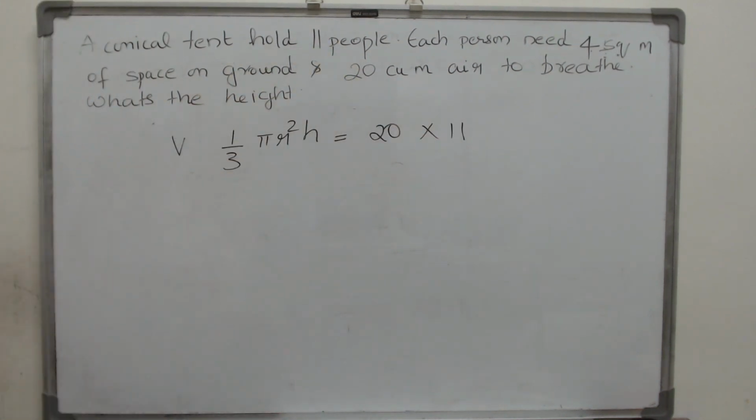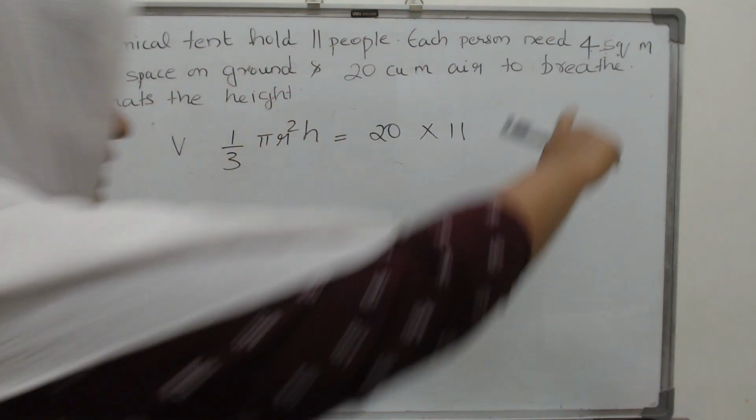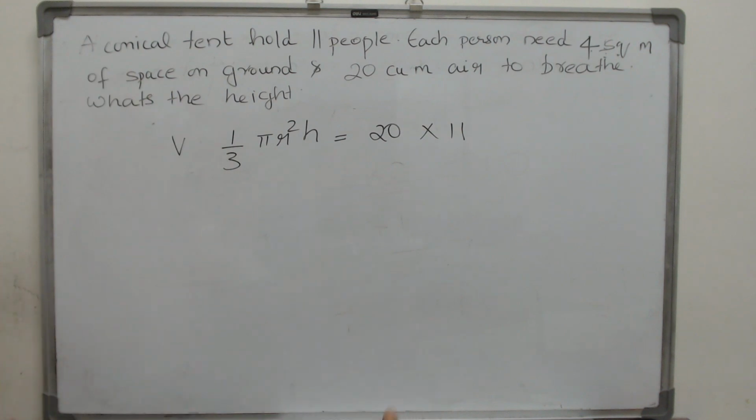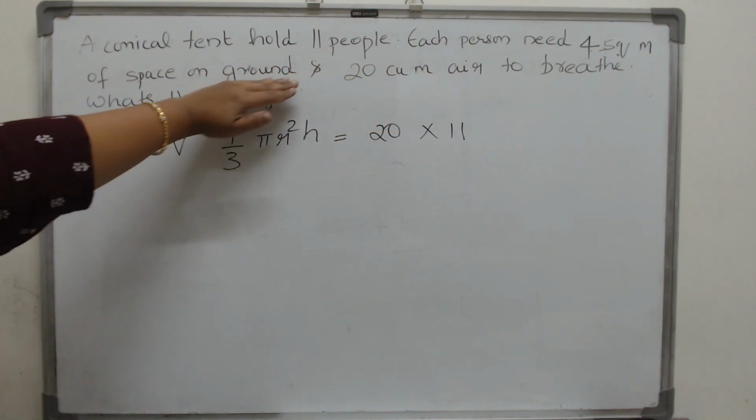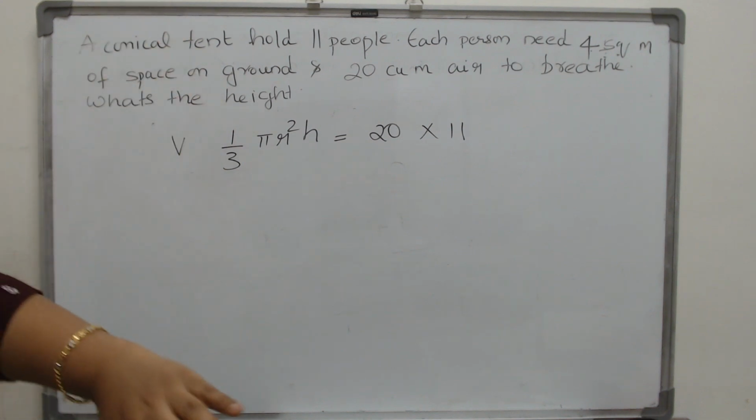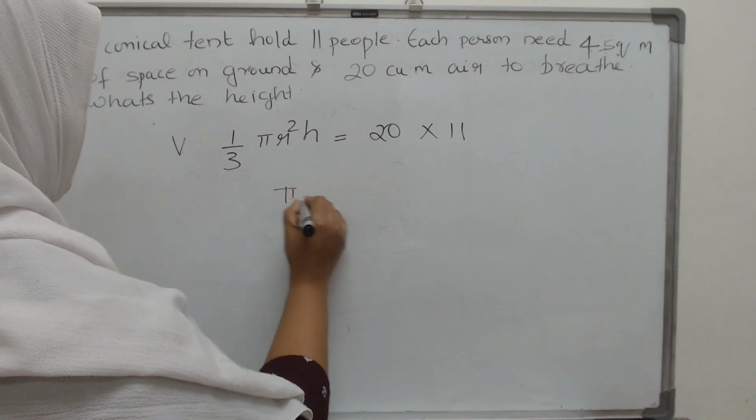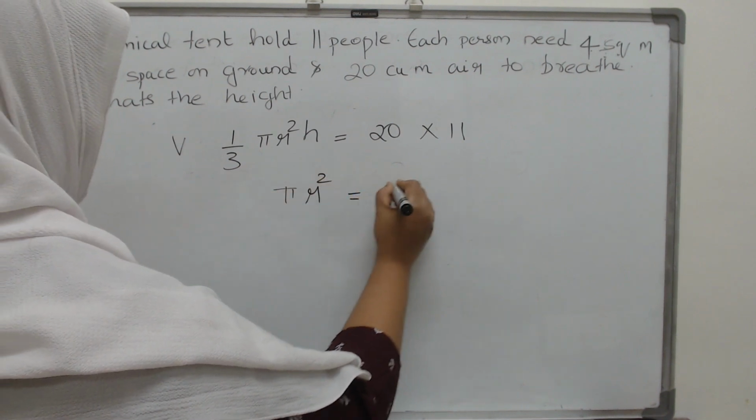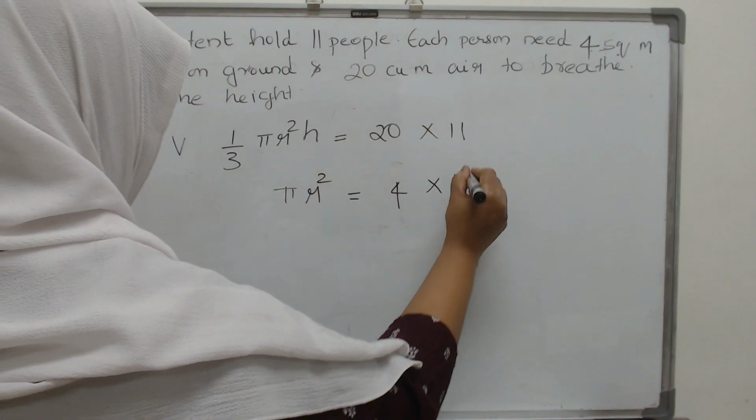Look at the next information given. Each person needs 4 square meter. The minute you see square, you should know we are talking about area. But which area? Not the curved surface area. They need that much space on the ground, which means the base area, or the area of the circle, which is pi r square. For one person, 4. So then for 11 people, 11 into 4.